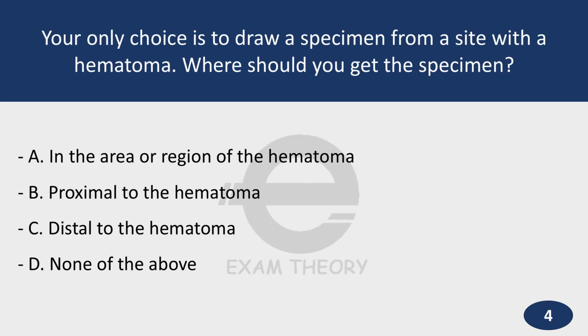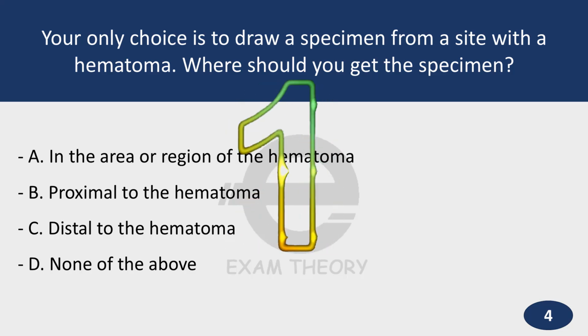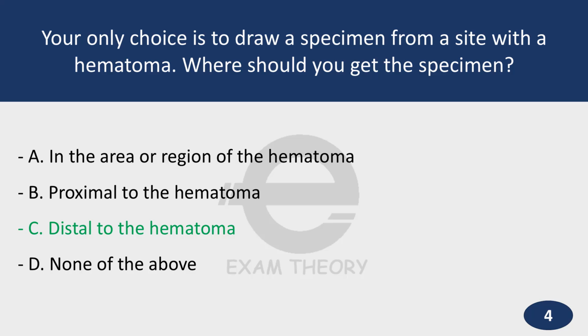Your only choice is to draw a specimen from a site with a hematoma. Where should you get the specimen? A. In the area or region of the hematoma. B. Proximal to the hematoma. C. Distal to the hematoma. D. None of the above. The correct answer is C. Distal to the hematoma.